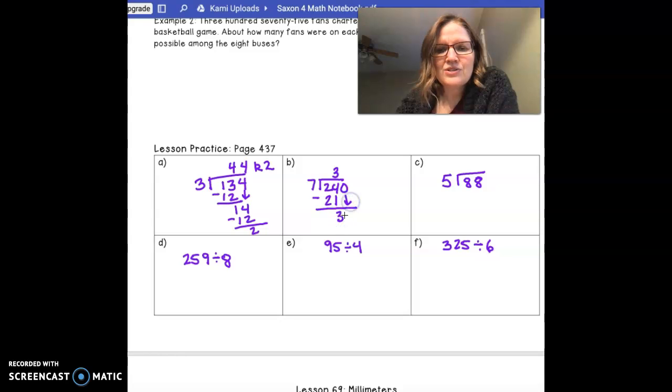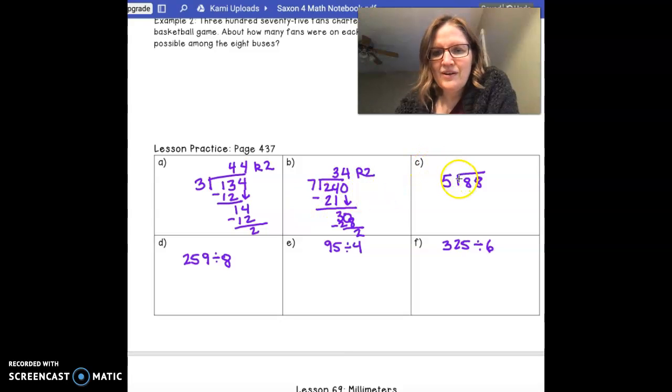We bring down our 0. 30 can be divided by 7 4 times. 28, we subtract, we have 2 as our remainder.